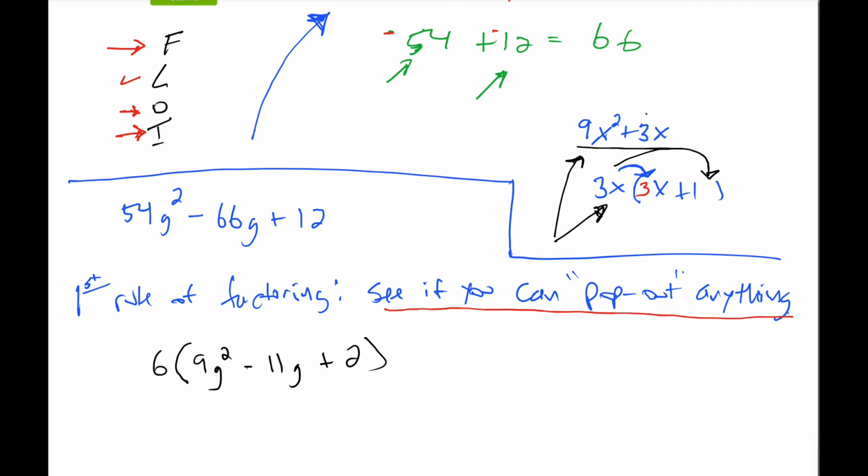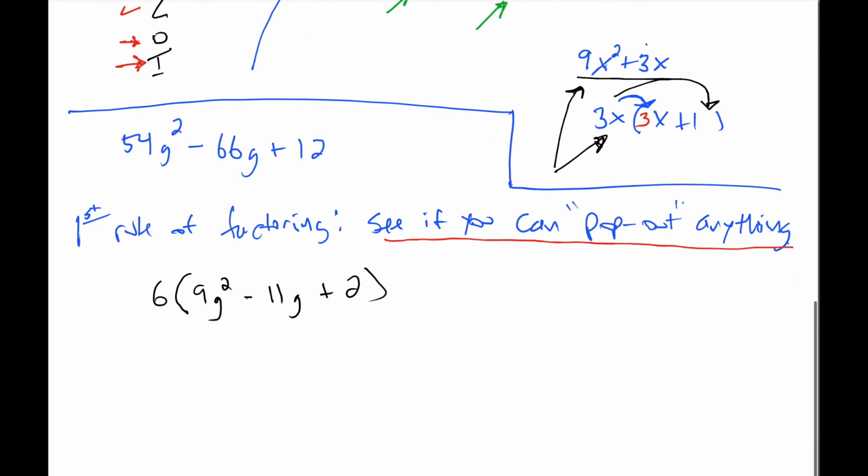So that's the first rule of any factor problem. You want to see if you can pop out anything, and many times you won't be able to, but in this case you can. Now what you want to do next is the trial and error method, which involves Floyd and the scissors. You with me?